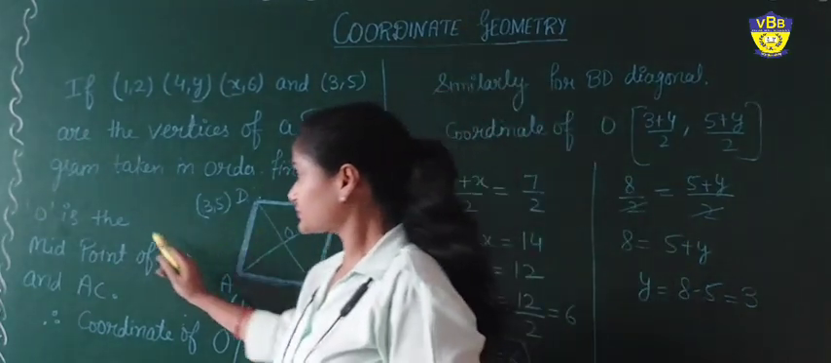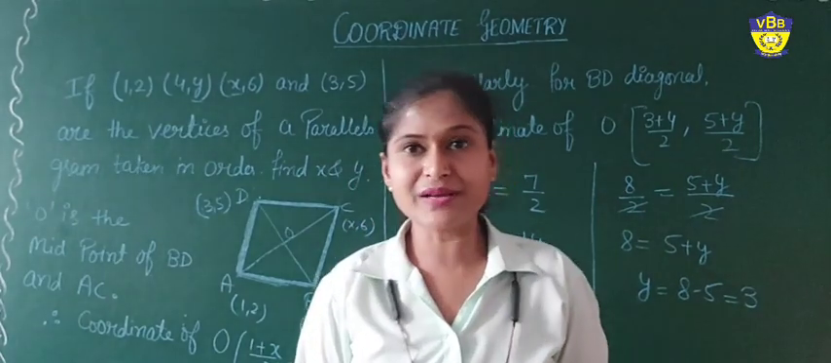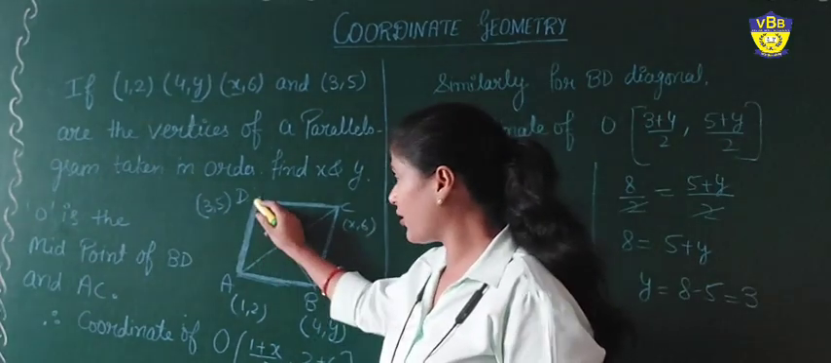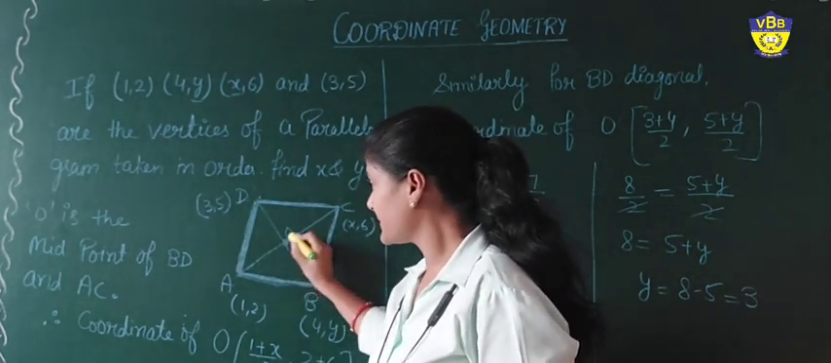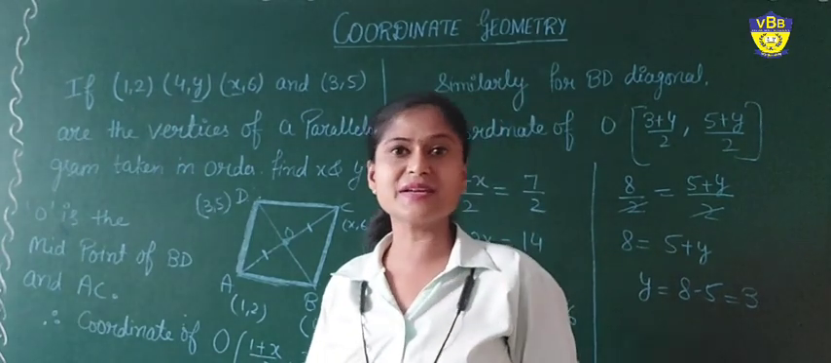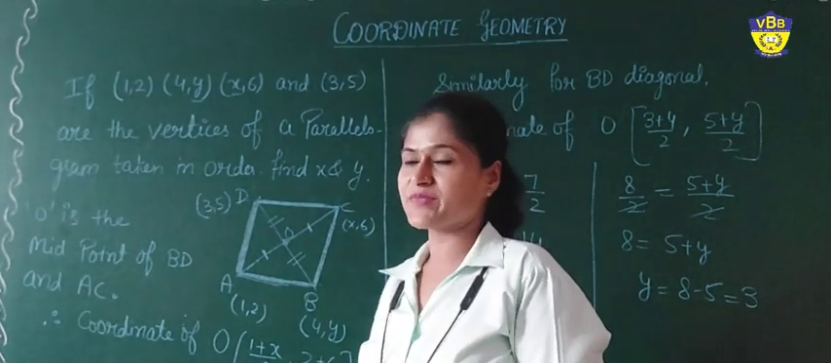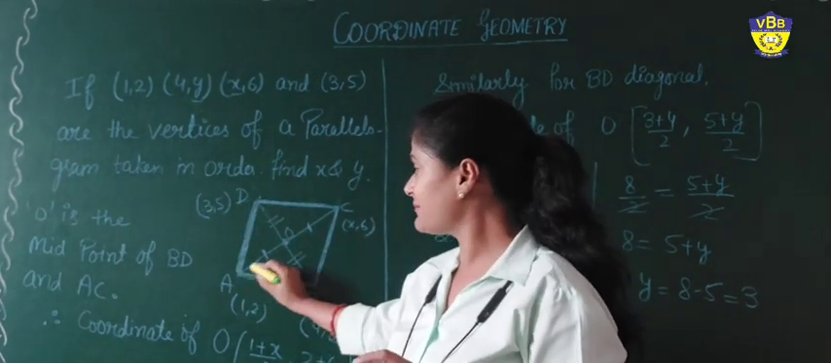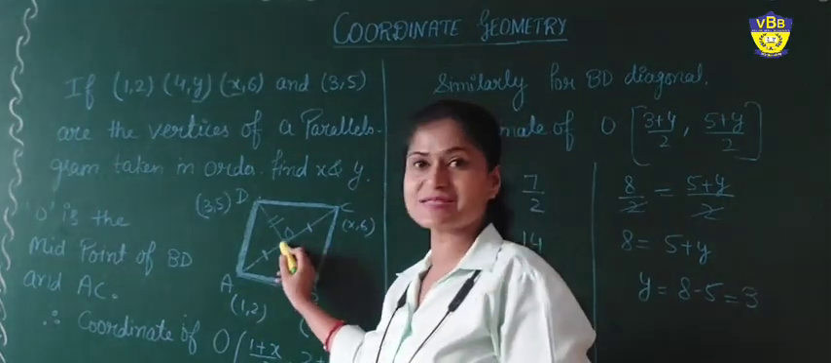Now, you know very well, the diagonals of a parallelogram bisect each other. It means OA is equal to OC. We are not saying the diagonals are equal, but we are saying they bisect each other. OD is equal to OB. It means the point O is the midpoint of BD and also the midpoint of AC, because it divides each into two equal halves.